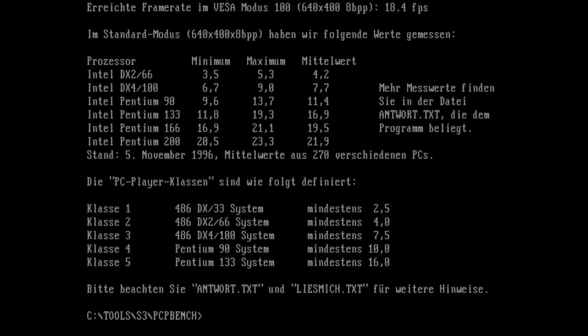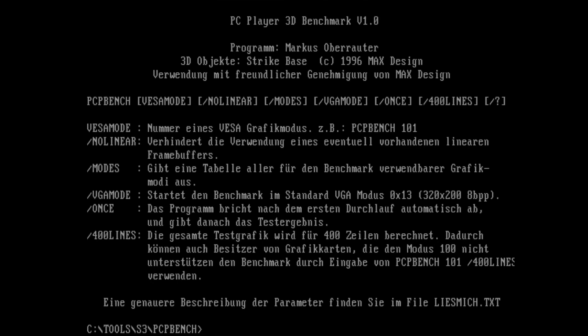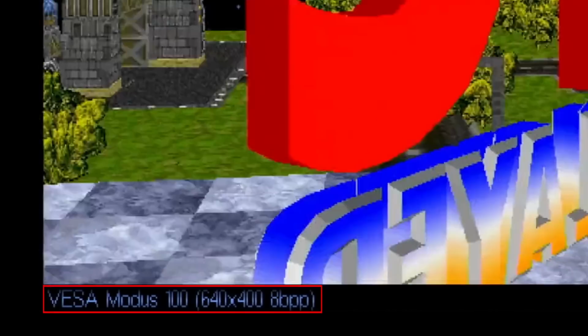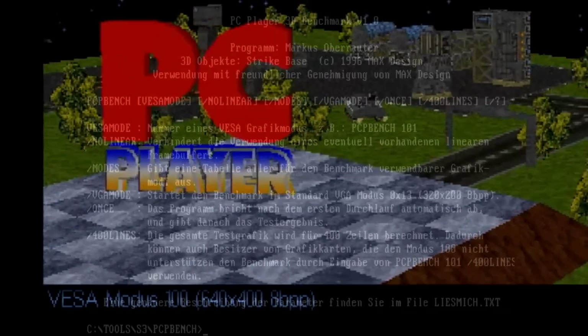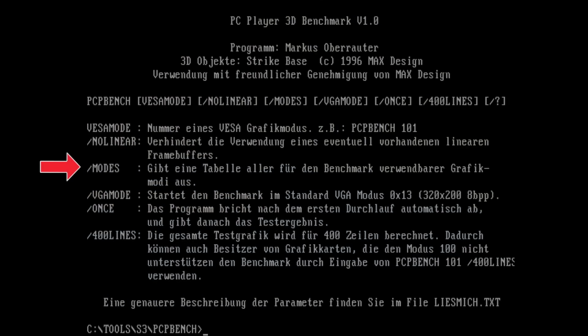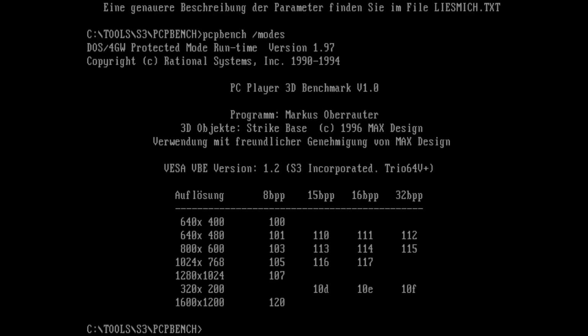So I mentioned that the PC Player Benchmark supports more functions. Let's have a look at them. Here you can see that you can run the PC Player Benchmark with a specific VESA mode. And in the application we have seen the VESA Mode 100. But you could run PC Player in a different mode. How to get those modes? Well, luckily it lists a switch here that shows you which modes are supported. So PC Player Bench /modes. And here we can see a nice list of modes that this graphics card supports.